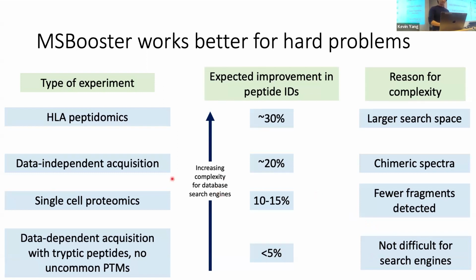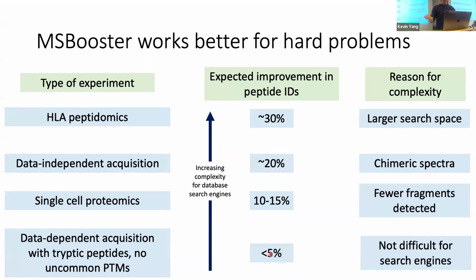Likewise, you can see it with data independent acquisition, or DIA, a method of sequencing your proteins or peptides where you generate a lot of chimeric spectra, with many peptides fragmenting in the same MS/MS scan. That also presents a difficulty, because now decoys have a better chance of spuriously matching random fragments. So that makes it difficult for them. In single cell proteomics, you have about a 10-50% boost. And at the very bottom, when you're just doing typical data dependent acquisition with trypsin, no weird PTMs, you get less than a 5% boost with MSBooster.